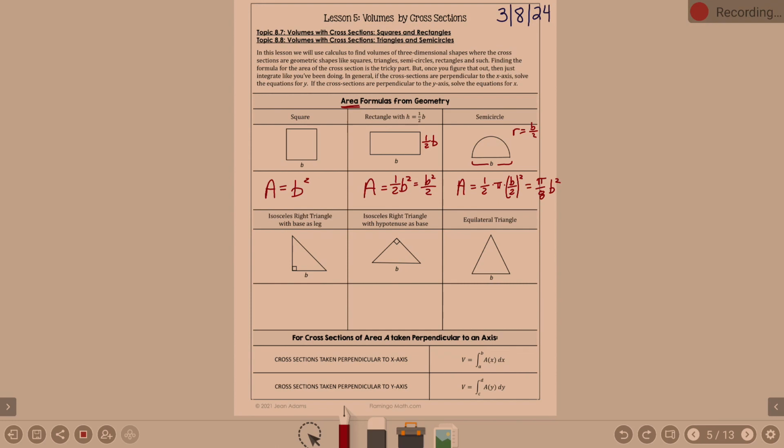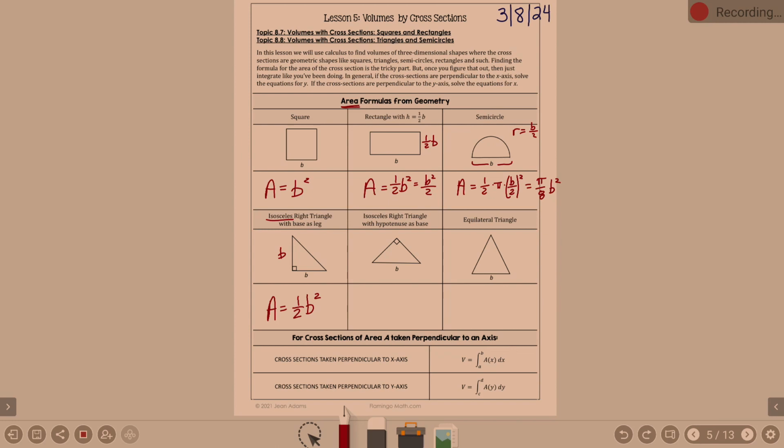Isosceles right triangle with base as leg. Area is 1/2 base times height. In this case, this is B as base, and what is this? It is also B because it says isosceles. So 1/2 base times height is 1/2 B squared, or B squared over 2 if that's your preference.